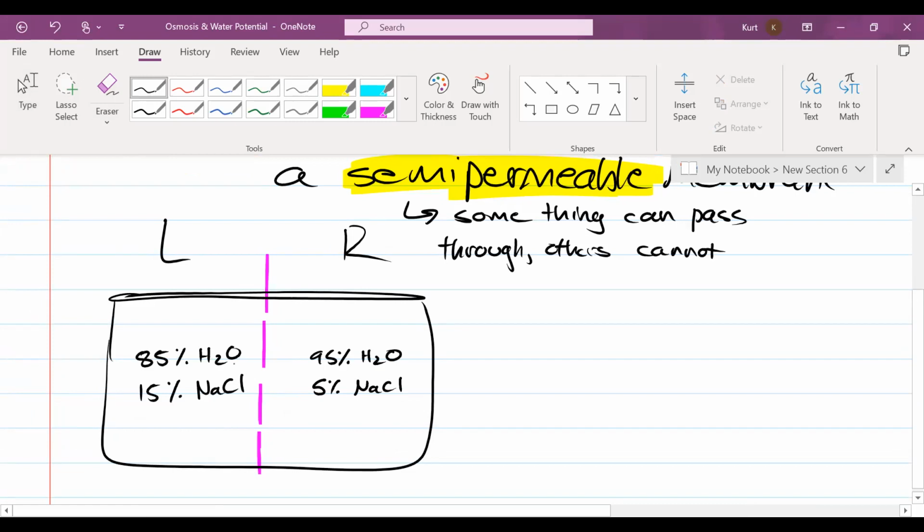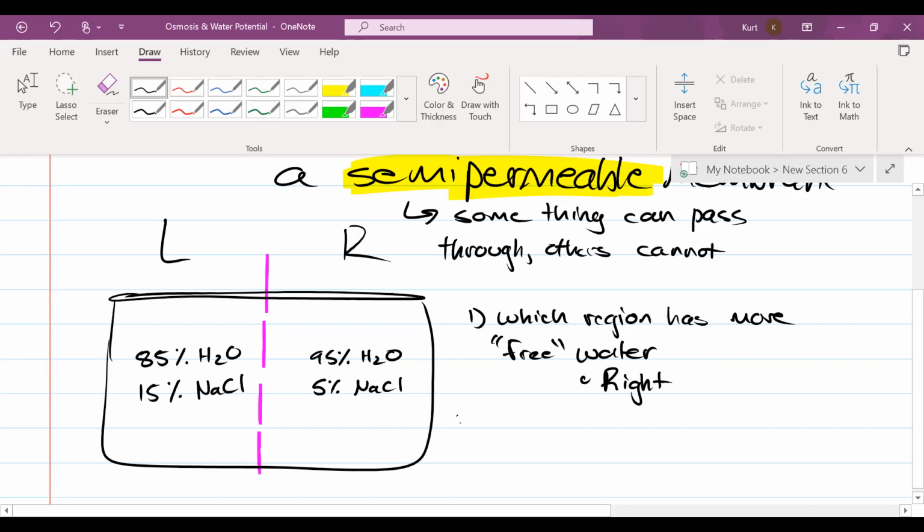There are 2 questions I could ask you. Question number 1, which region has more free water? When I say free water, I mean water not attracted to an ion. So what's the answer? Left or right? Jade? The right side has more free water. That is correct. Number 2, which side has less solute? Which region has less solute? They're right again.